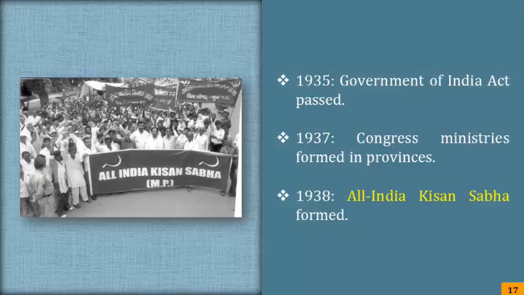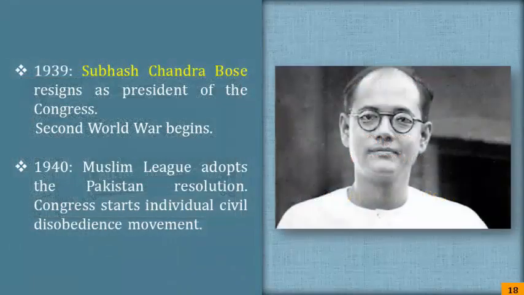1937. Congress ministries formed in provinces. 1938. All India Kisan Sabha formed. 1939. Subhash Chandra Bose resigns as President of the Congress. Second World War begins. 1940. Muslim League adopts the Pakistan Resolution. Congress starts individual civil disobedience movement.